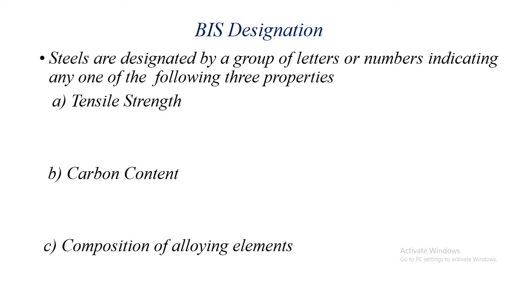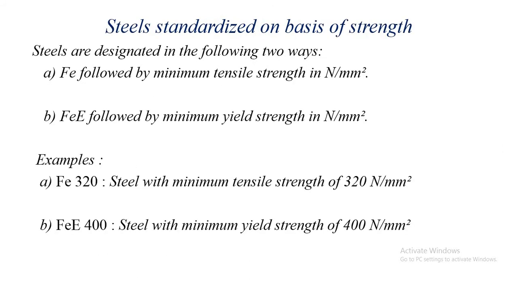BIS designation of steels. Steels are designated by a group of letters or numbers indicating any one of the following three properties: tensile strength, carbon content and composition of alloying elements. Steels standardized on the basis of strength are designated in the following two ways. First, Fe followed by minimum tensile strength in Newton per mm square, and Fe capital E followed by minimum yield strength in Newton per mm square.